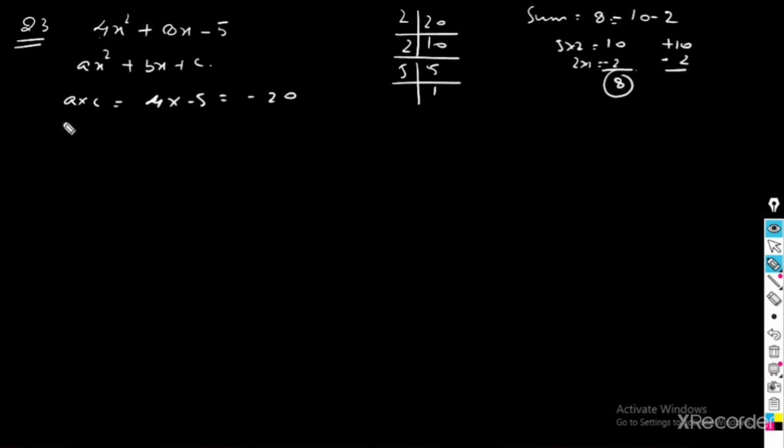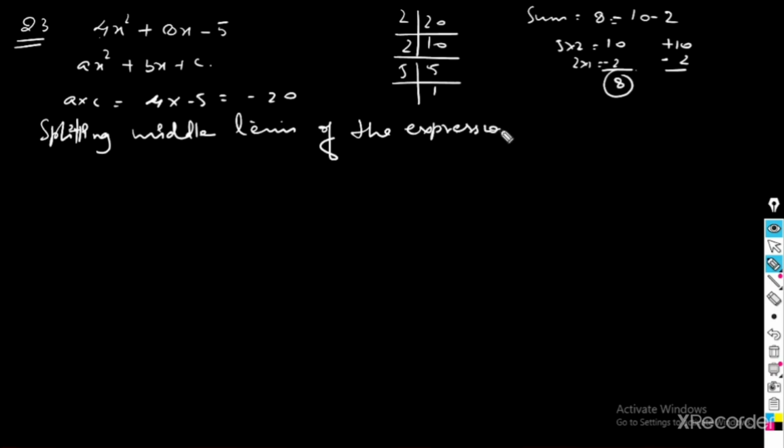Okay, so let us write it here. We will expand this, or we will split. We will write here splitting middle term of the expression. So you can write it in the full form of the expression which is given to you. So it is 4x square plus 10x, then minus 2x and minus 5.